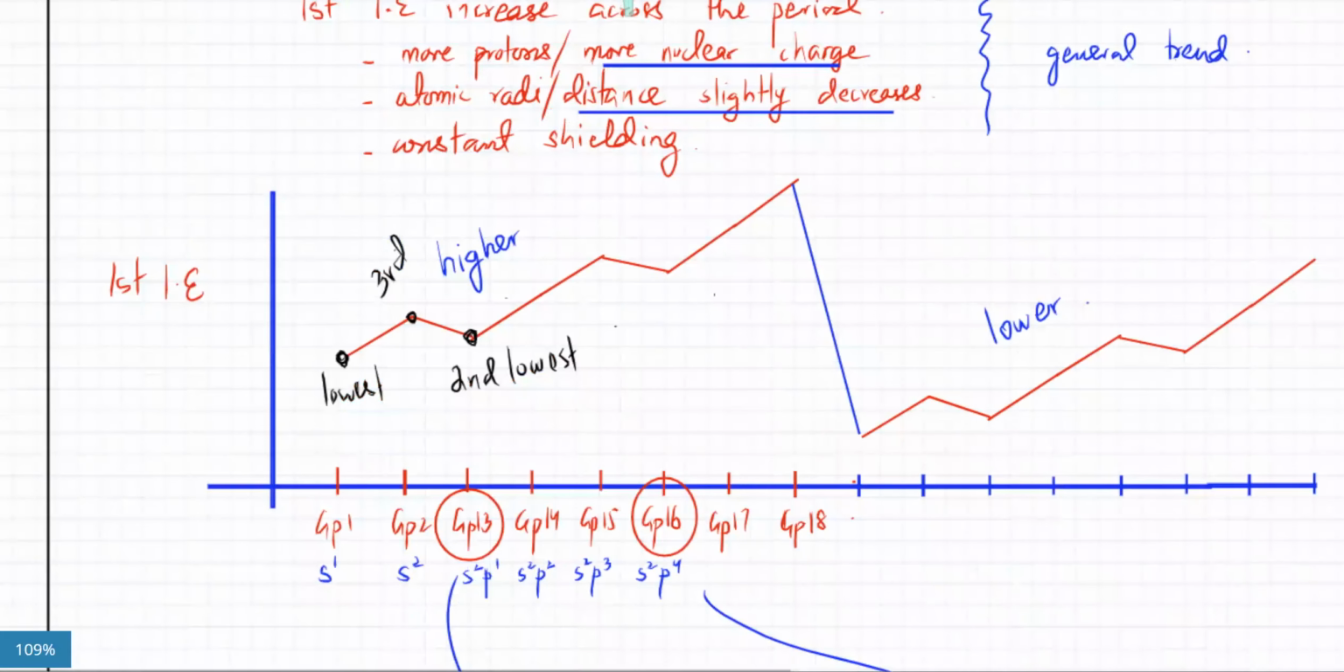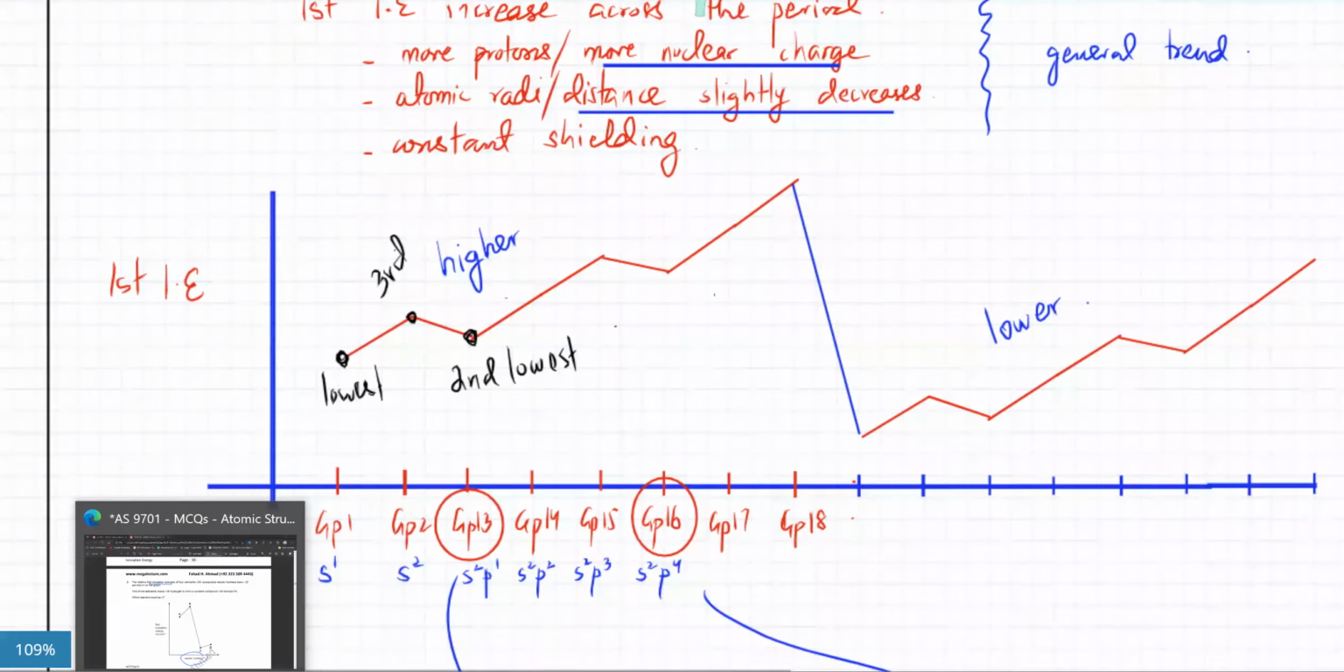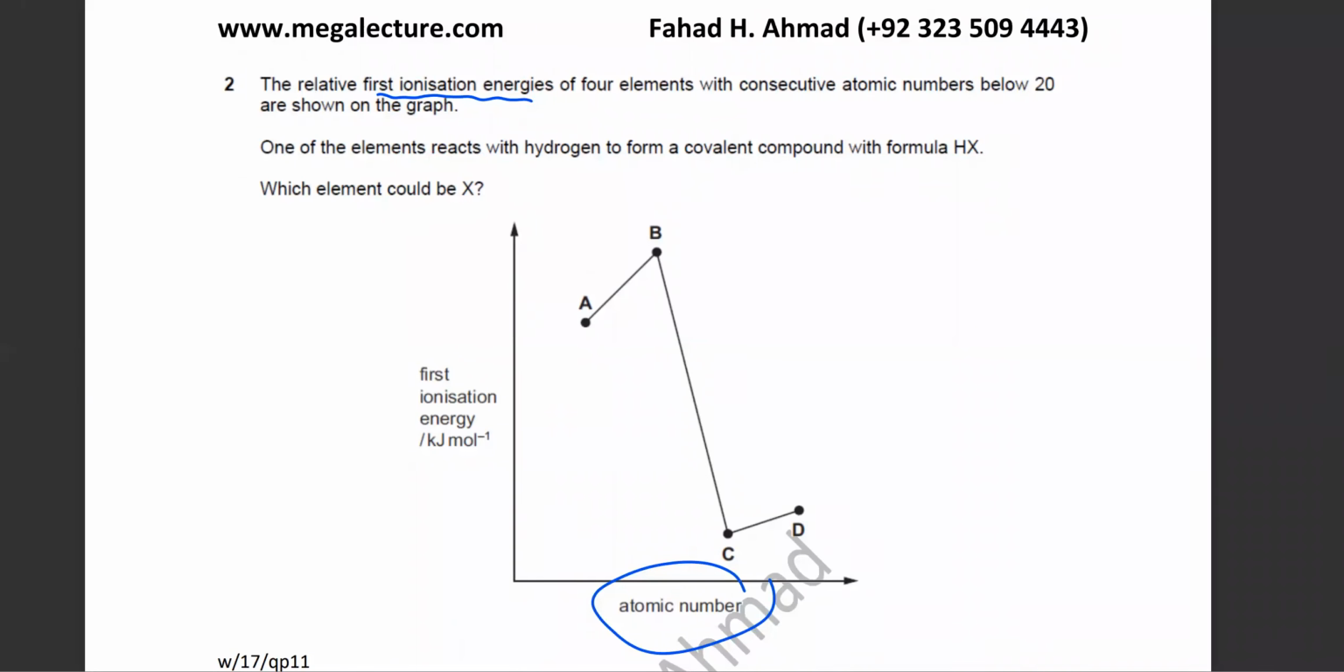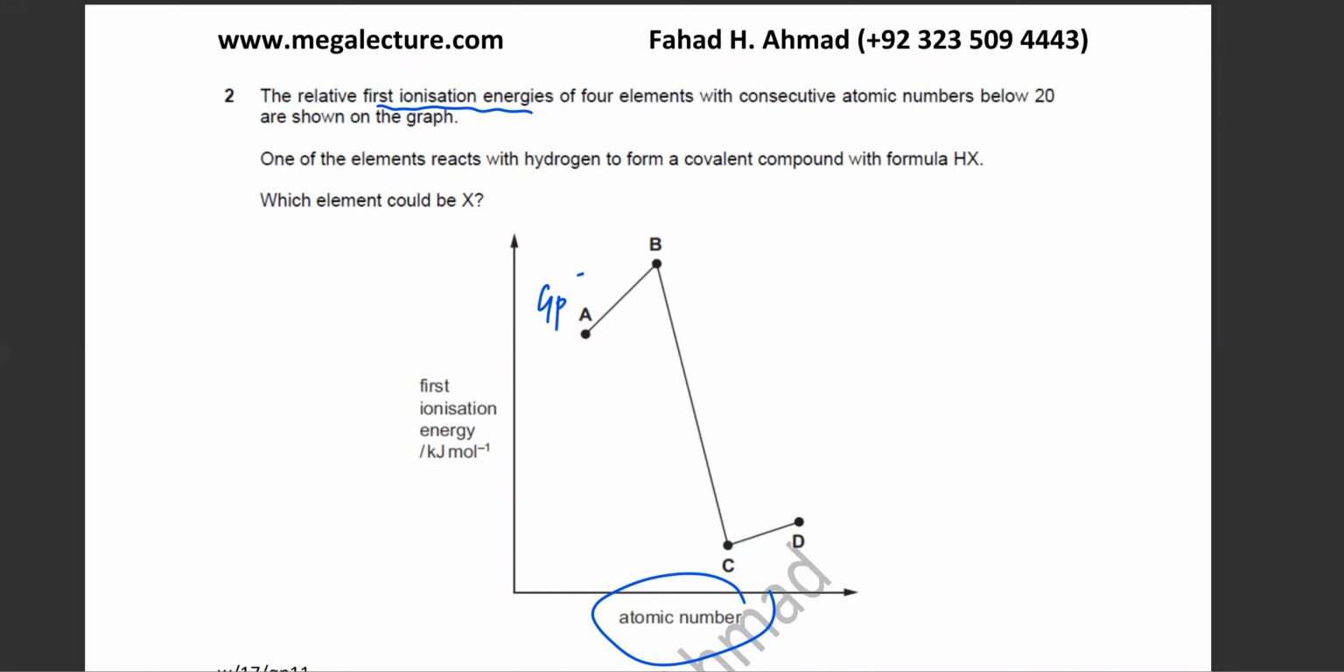And when the period changes, there's going to be a big drop. That's where the ionization energies are going to decrease all of a sudden, and the next period would start. So this graph that you're looking at, what portion of the periodic table is this graph from? Which group does A belong to? Group 17. And this one is going to be group 18. And all of a sudden, there's going to be a big drop, and you'll start all over at group 1 and then group 2 and so on.